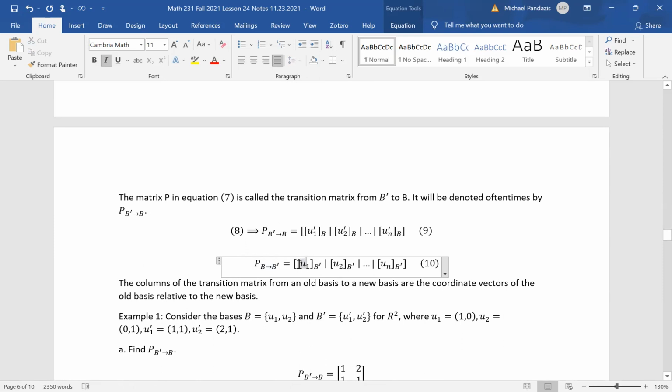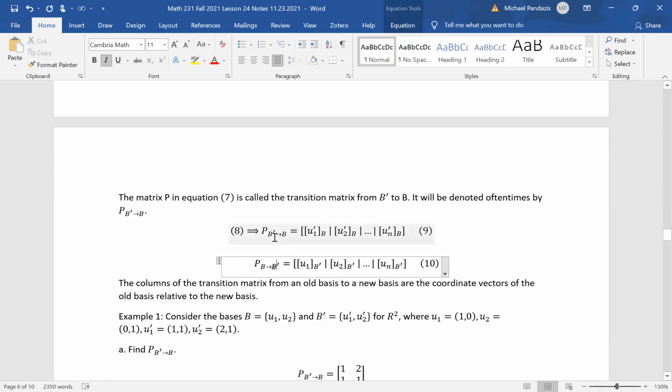express each new basis vector, each of the... So I was using old and new, right? Old was B prime, new was B. Technically, because we reverse the order, the old basis is now B and the new one is B prime because we're going in the opposite direction, okay? And so since the old basis is now B, you're taking the first basis vector in your now old basis B and expressing it as a linear combination of the now new basis vector B prime. And that's the first column of the transition matrix from B to B prime.